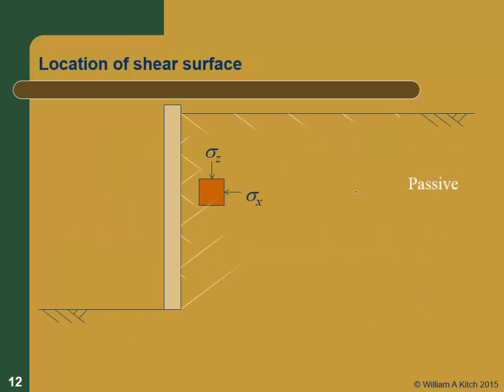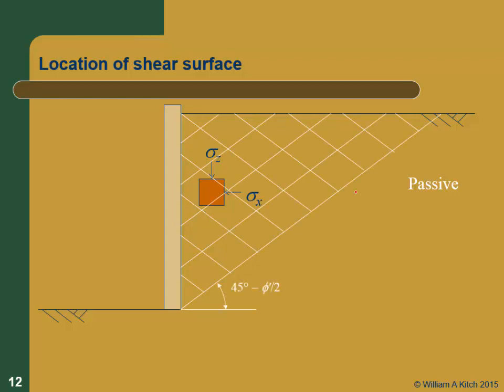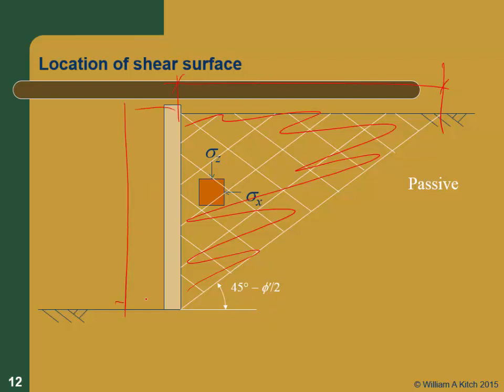Well, in the passive case, my failure surfaces are located at 45. There's a conjugate pair, right? There's a pair of failure surfaces. My failure surfaces are located at 45 minus phi over 2. So this whole area in the passive case is under failure. So if I want to know how far back I need to go from my wall to get away from where the failure surface is, I can calculate that distance based on knowing h and the angle there, right?